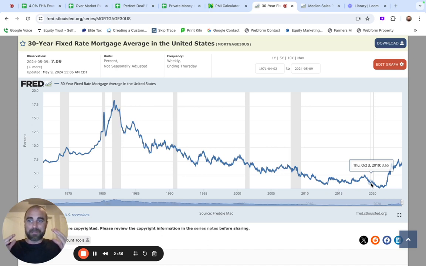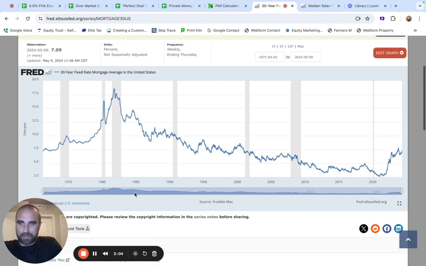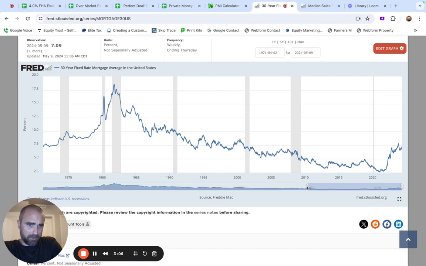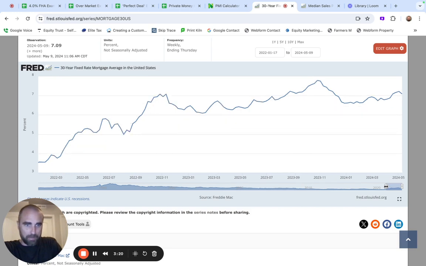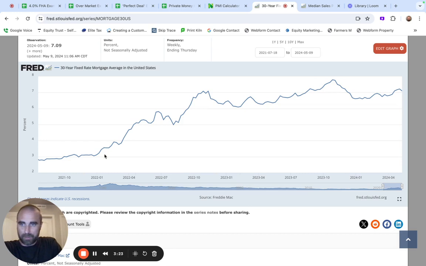So things have basically shifted from a seller's market to a buyer's market ever since. If we zoom in on this graph here, if we go to the beginning of 2022, we can see that rates started jumping up right at the beginning of 2022. So let's see, here we go. Here, end of 2021, we're still at 3%. 2022, boom, things almost double in the matter of a couple months.